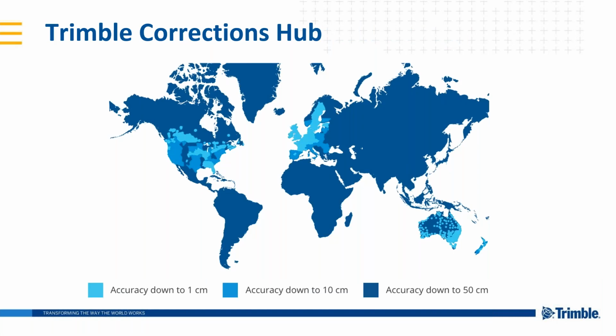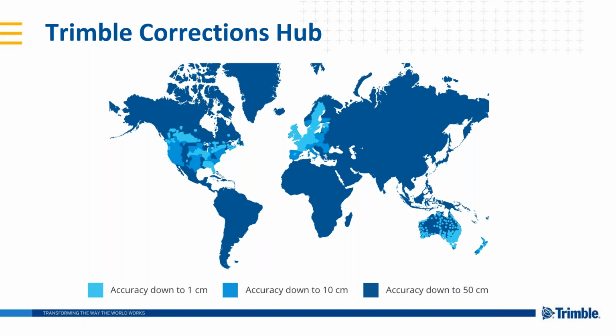So the accuracy is achieved through a worldwide infrastructure that Trimble has. The accuracy that you can achieve depends on the infrastructure that is available in your location. I'm not going to get into all of the details of what technologies are available where and how they work to deliver the various levels of accuracy.